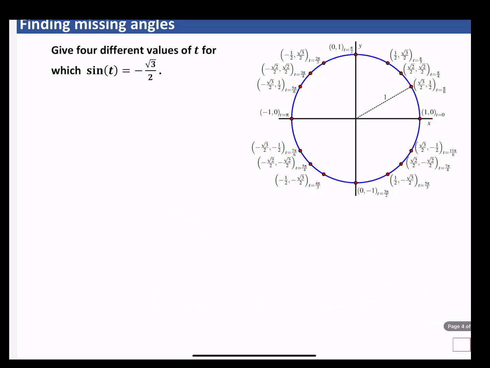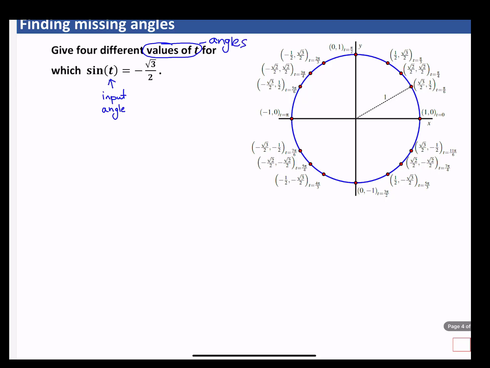All right, the last thing we want to do is find 4 different angles of t for which the sine of t equals negative square root 3 over 2. Notice that t is the input, and since the input of the sine function is an angle, we're looking for 4 angles where the sine function equals negative square root 3 over 2.